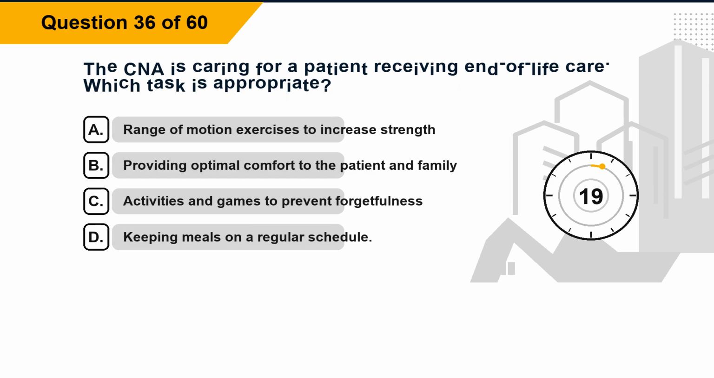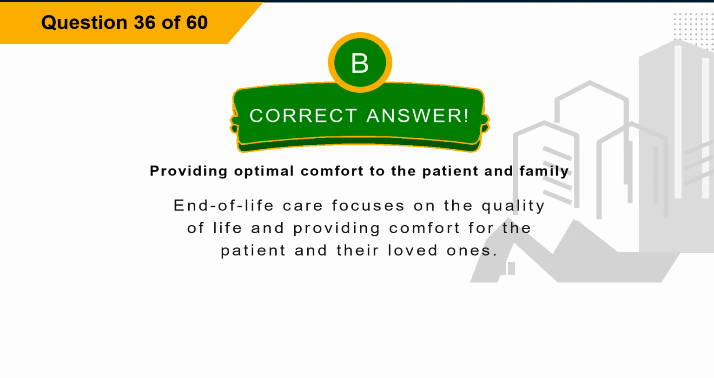Question 36. The CNA is caring for a patient receiving end-of-life care. Which task is appropriate? Option A, range of motion exercises to increase strength. Option B, providing optimal comfort to the patient and family. Option C, activities and games to prevent forgetfulness. Option D, keeping meals on a regular schedule. The correct answer is option B, providing optimal comfort to the patient and family. Explanation: end-of-life care focuses on the quality of life and providing comfort for the patient and their loved ones.